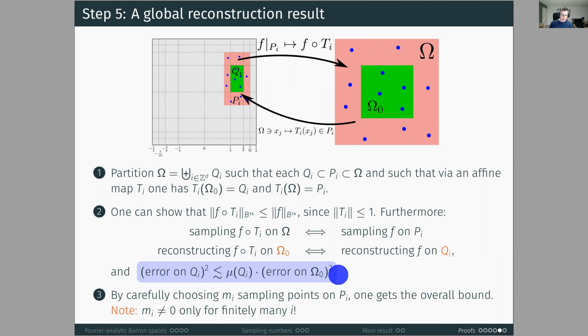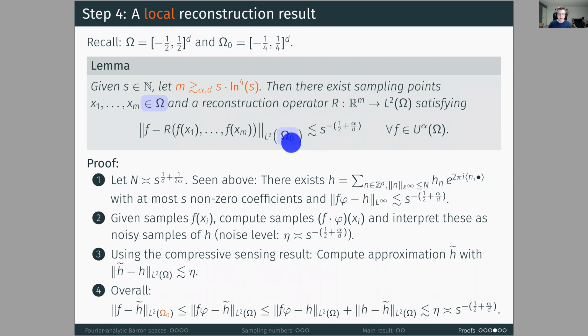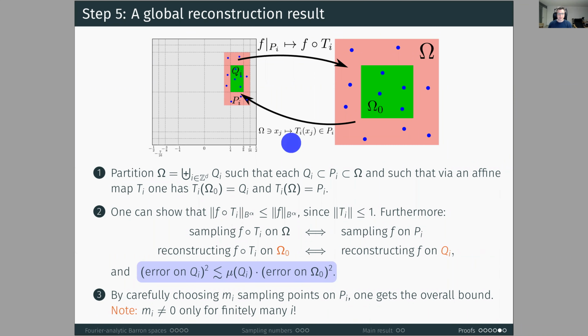I won't go into the details here, but you need to carefully choose how many samples you invest on this rectangle, on this rectangle, and so on. And if you do the bookkeeping very carefully, you can see that the full reconstruction error gets you exactly what you want. So somehow what you do is you subdivide your domain such that after a change of coordinates, it looks exactly like the situation from this lemma here. And then by piecing everything together, you can get the global reconstruction. Yes, and this completes the proof of the upper bound.